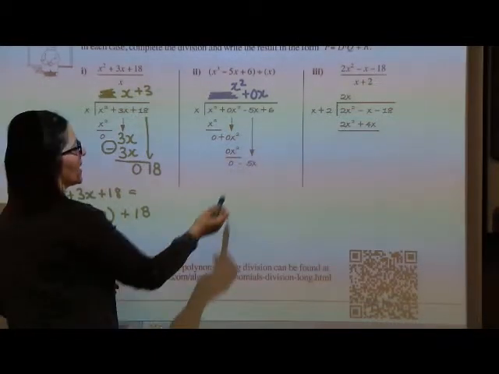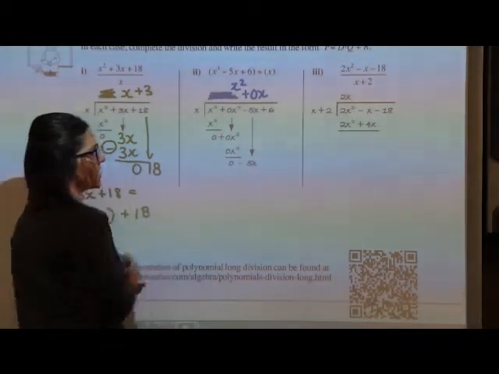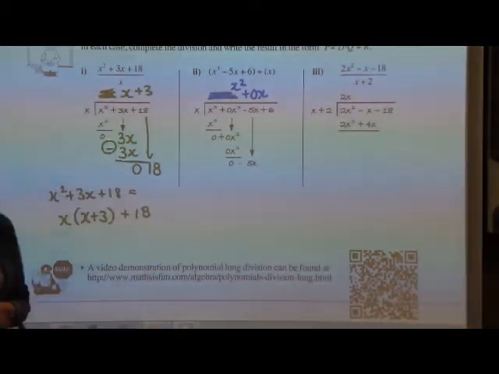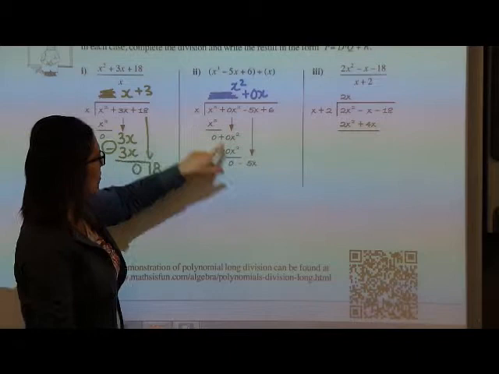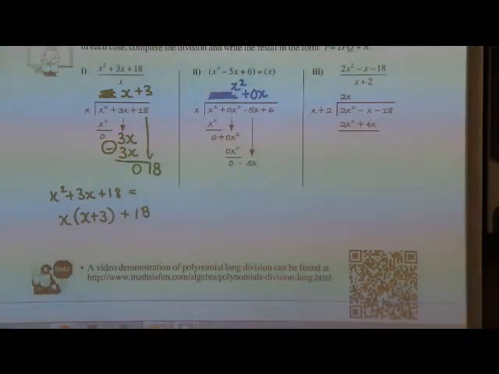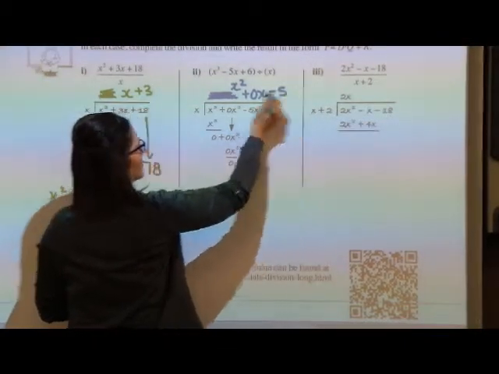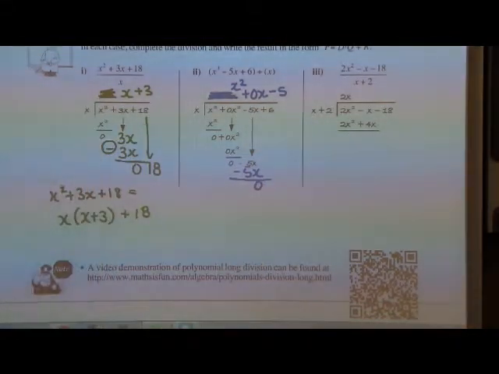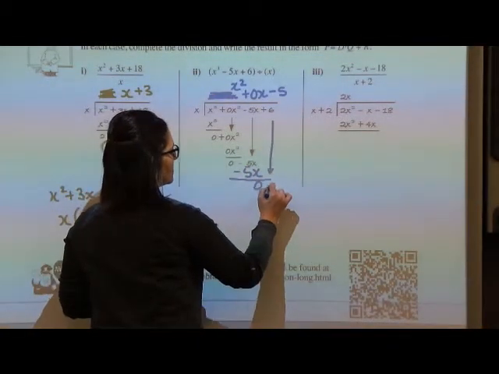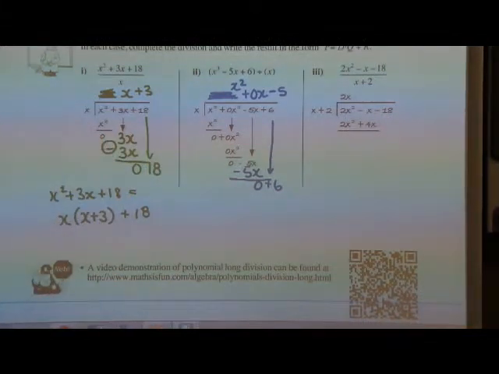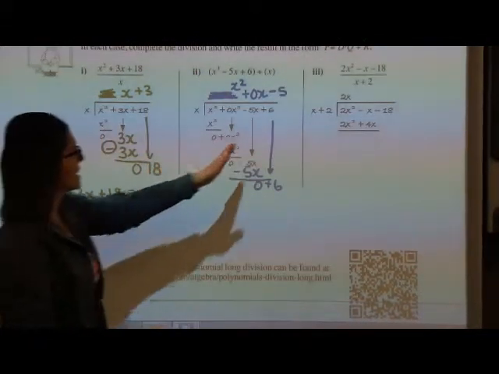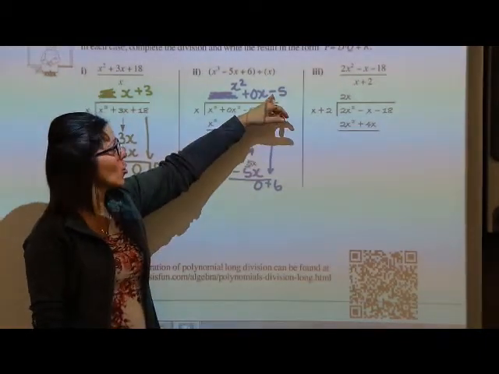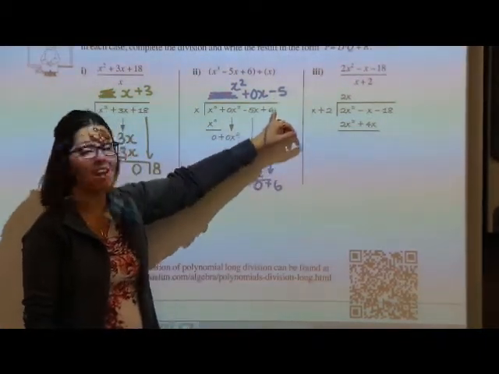When I multiply that through, I get 0x squared again. Subtract, I get 0. So I bring down the negative 5x. What can I multiply by x to get to negative 5x? So then negative 5 times x gives me a negative 5x. I subtract, and I get 0 for that answer, and then I bring down the 6. And that's where I would stop, because up here with my quotient and my polynomial, I'm at the end.